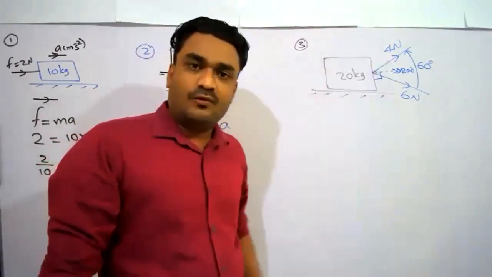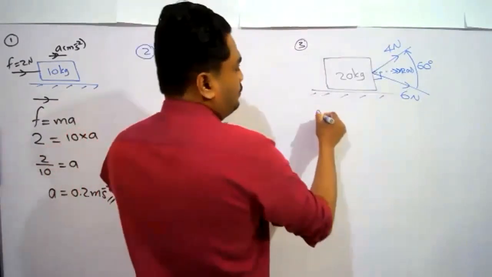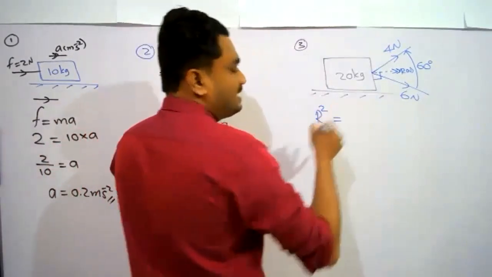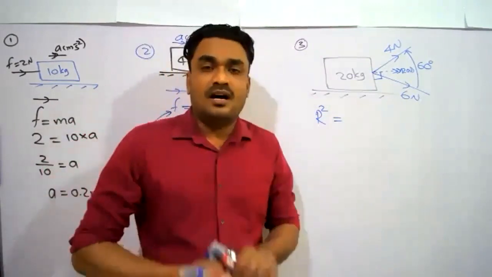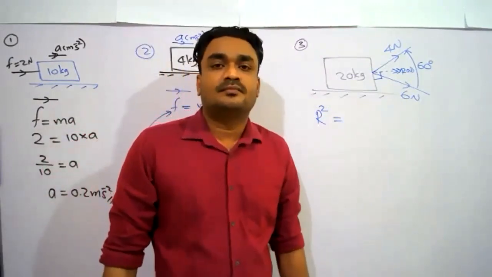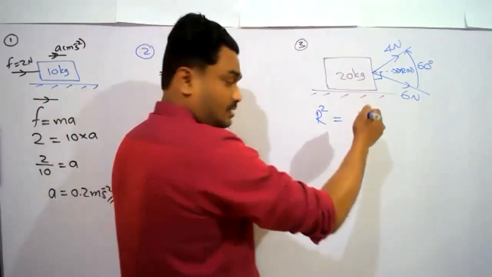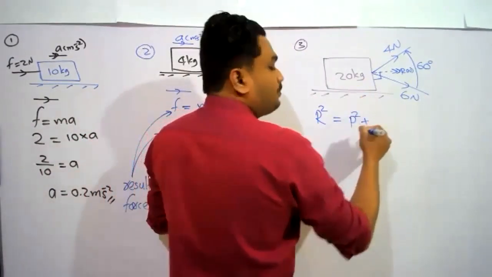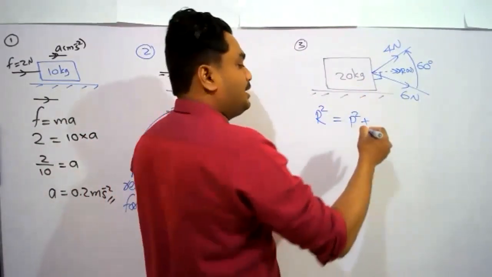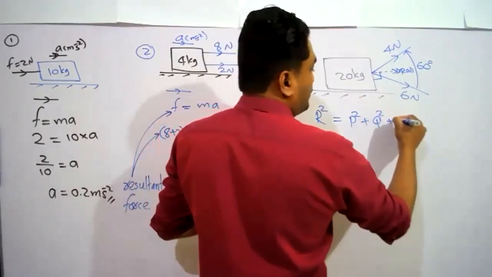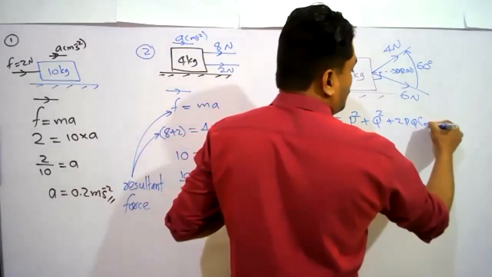By using the parallelogram theorem of vector addition, we have obtained an equation to find the resultant force. What is that equation here? R square equals P square plus Q square plus 2PQ cos theta. Very good. P square plus Q square plus 2PQ cos theta.